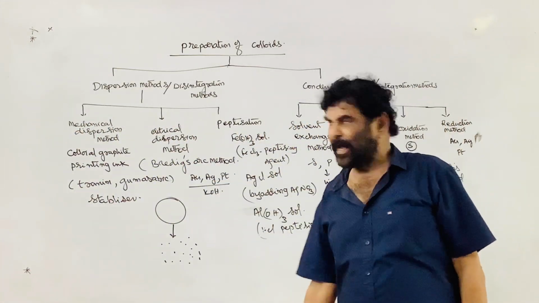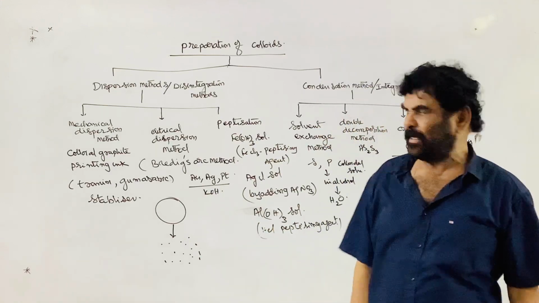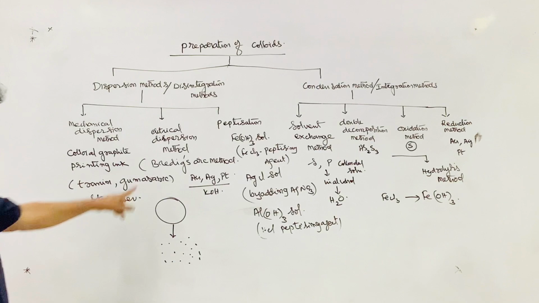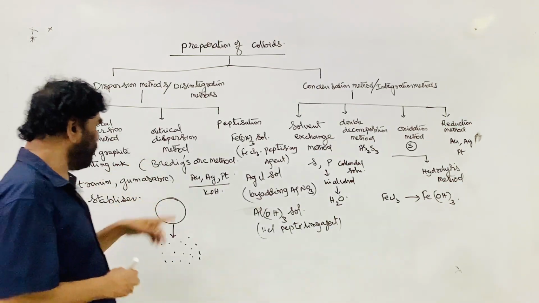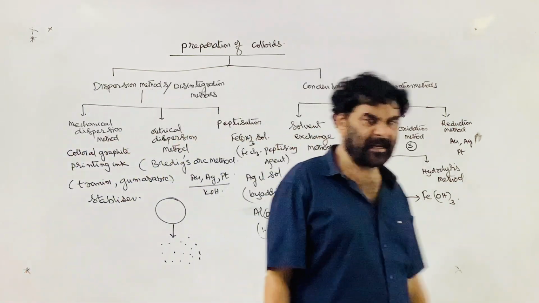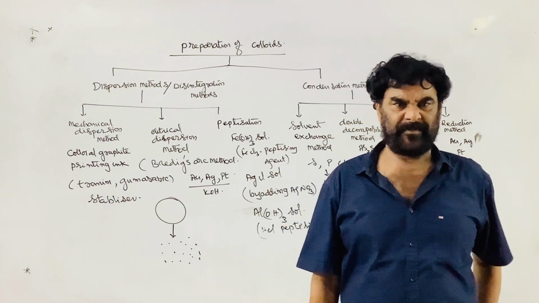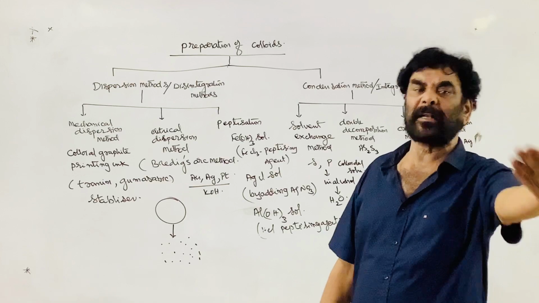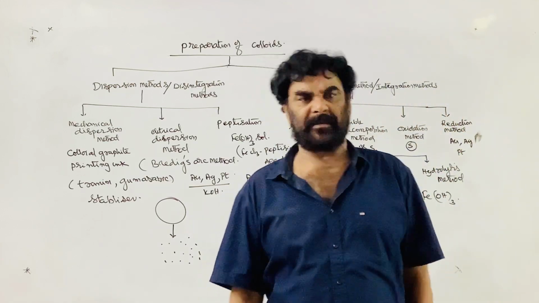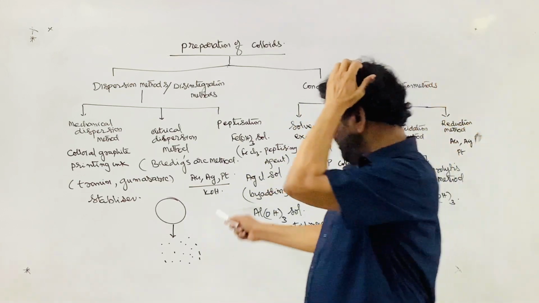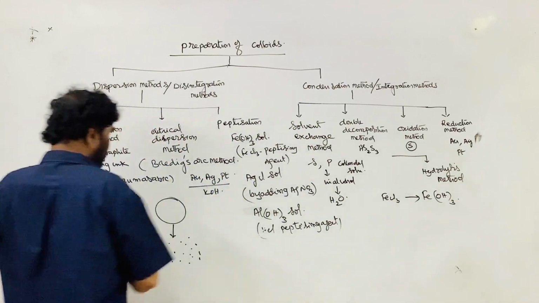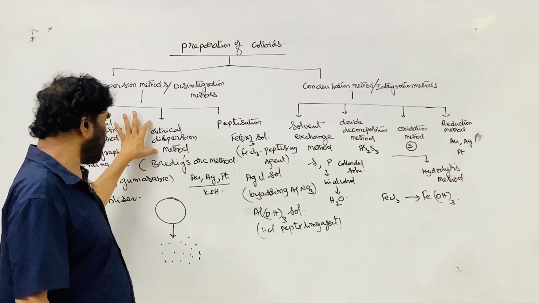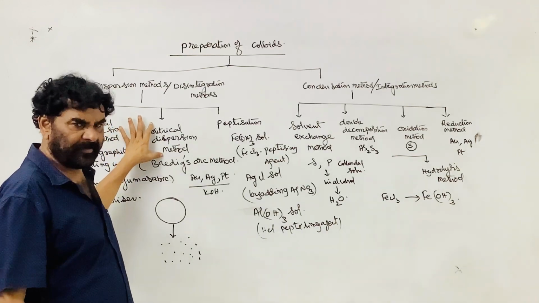So this is also dispersion. All three are dispersion methods. The electrical dispersion method is mainly used for the preparation of metal colloidal solutions, metal-type colloidal solutions. Metallic colloids are prepared by the electrical dispersion method.